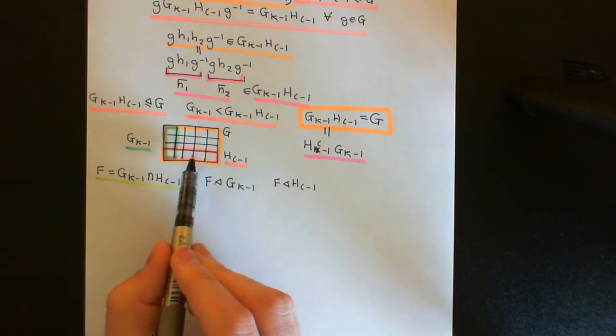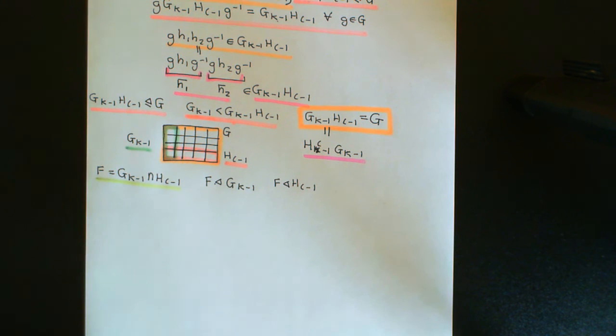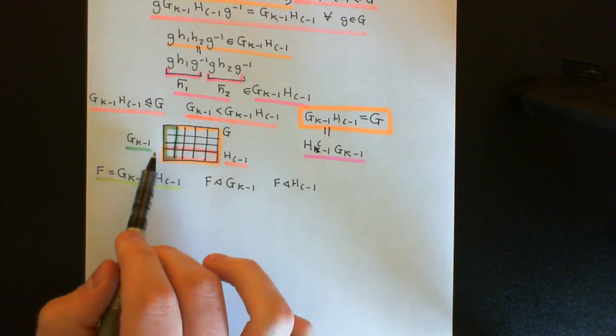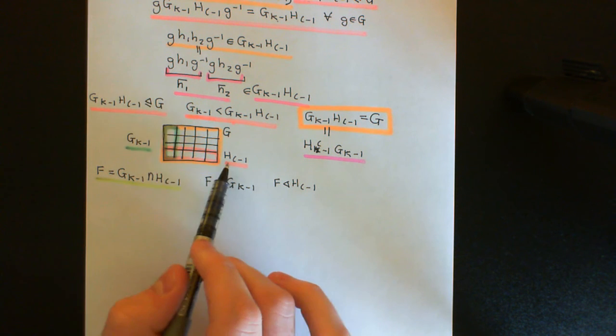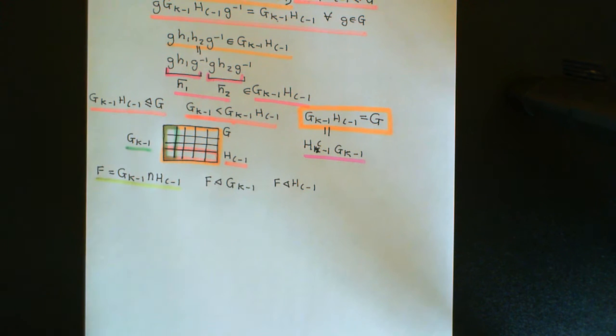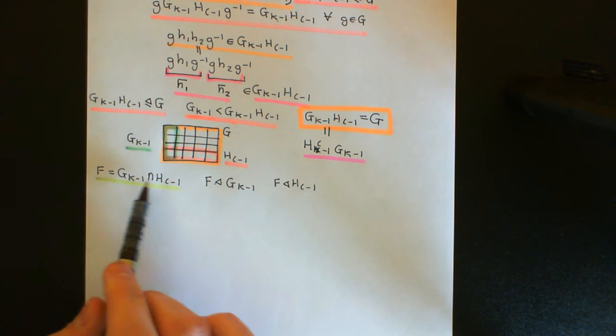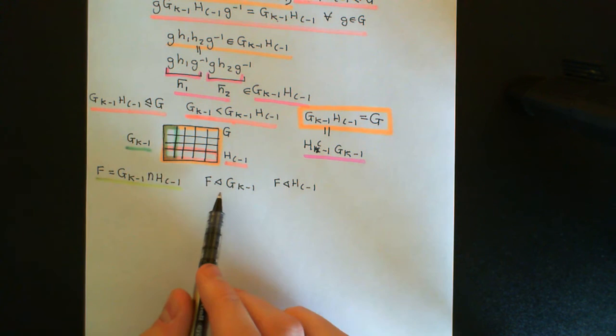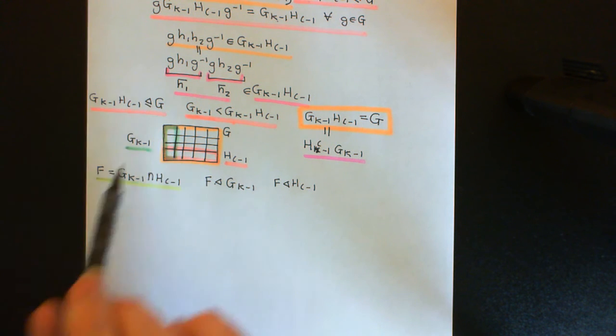That there must be elements in HL minus 1 that are not in GK minus 1. Okay, so it cannot be the case that one is completely contained in the other, and of course they're not equal to each other by the initial assumption, so the intersection is going to be a proper subgroup of both of these.